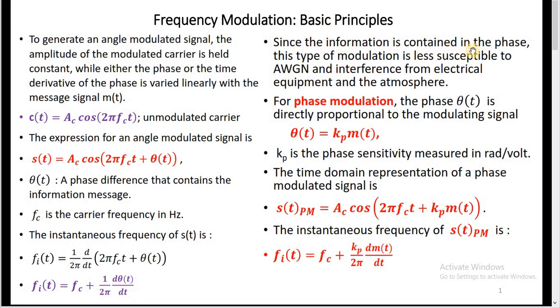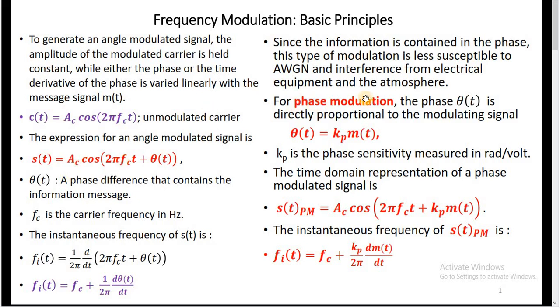Since the information is contained in the phase, this type of modulation is less susceptible to additive white Gaussian noise and interference from electrical equipment and the atmosphere. We notice that the information is hidden within the phase angle, so it's less susceptible to noise, while in amplitude modulation, the information was carried in the amplitude.